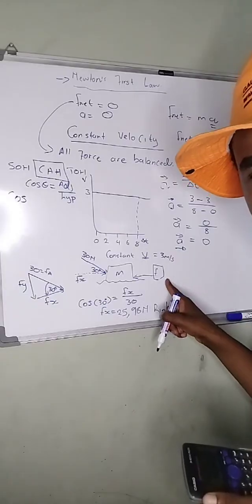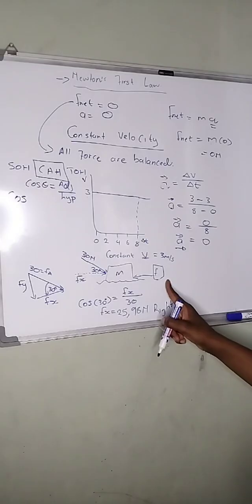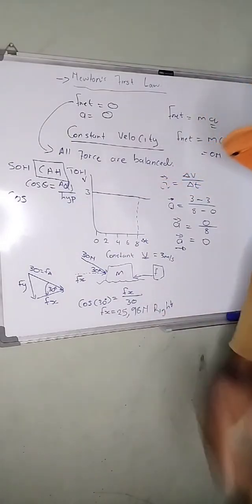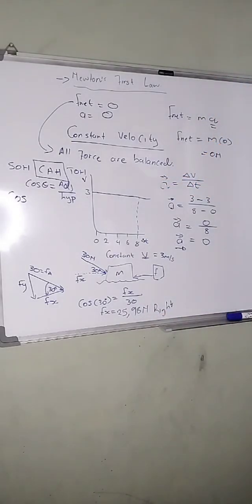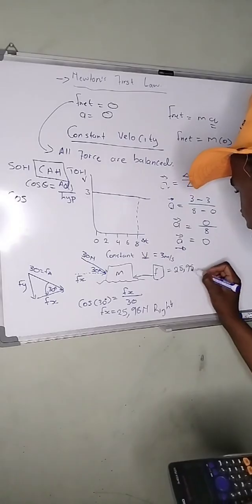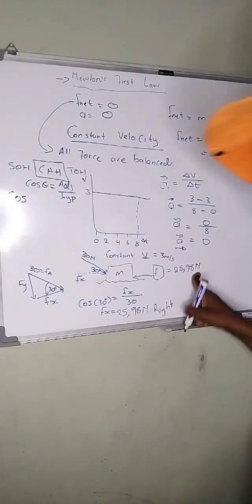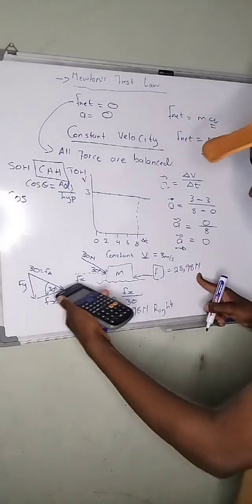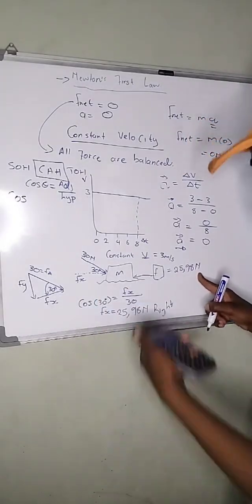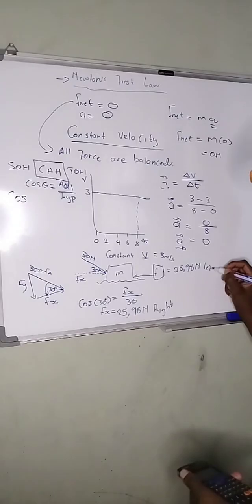What's going to be the value of friction? I need the value of the friction. You don't listen. So it's going to be 25.98 newtons. In which direction? It's going to be the same amount. In which direction? Yes, you can say west or you can say left.